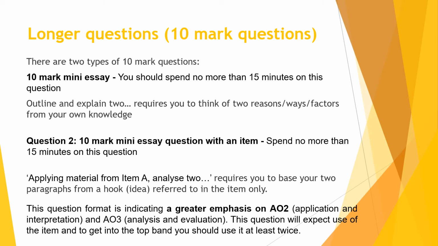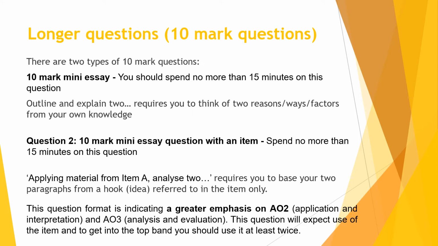Now as I mentioned, there are two types of 10 markers. The analysis questions are the second type. So the first type is a mini essay, which is the outline and explain. These are always requiring you to outline 2 reasons, 2 ways, 2 factors, 2 ideas, 2 criticisms, but generally it's using your knowledge. Be aware with the family paper, there does seem to be a tendency with some of these 10 markers to apply 2 different topics. So you have to link one topic to another or explain how one factor influences another. So there is an element of knowledge, but there is also this concept about making connections.